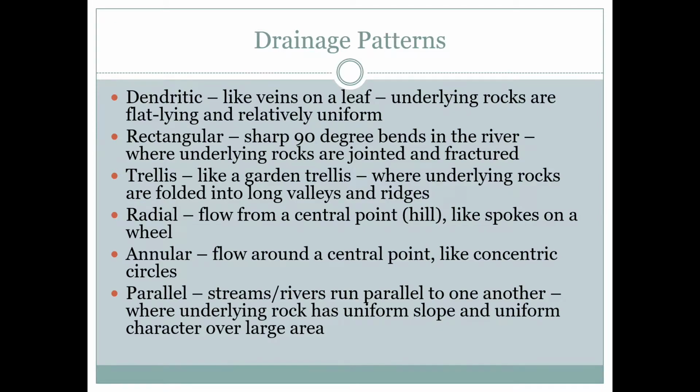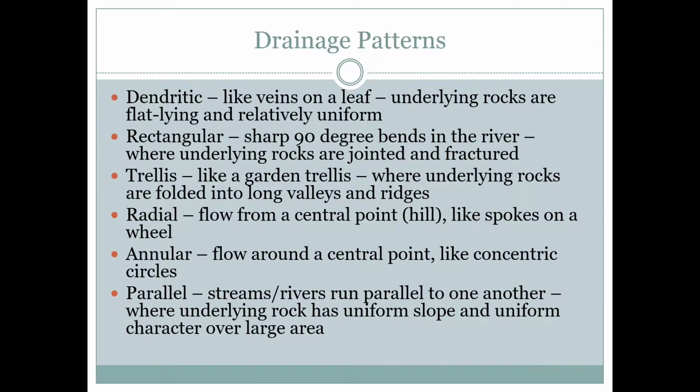So the dendritic pattern is a pattern that looks like veins on a leaf. When we see this kind of pattern, it means that the underlying rocks are usually flat-lying rocks, not tilted rocks, but flat-lying, and they're relatively uniform. The rectangular drainage pattern, you'll see sharp 90-degree bends in the river, and this is where the underlying rocks are jointed or fractured, so the streams are following those joints or fractures.